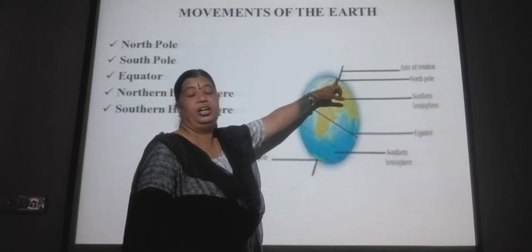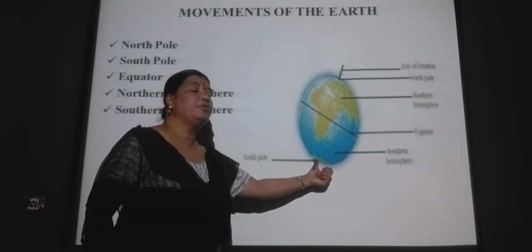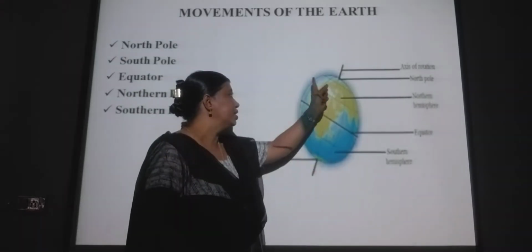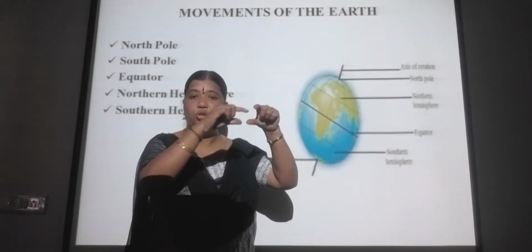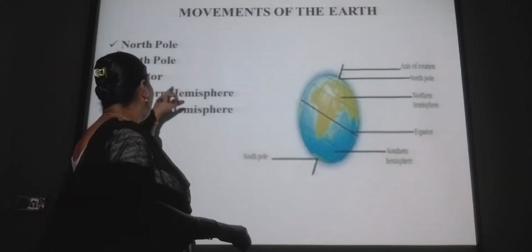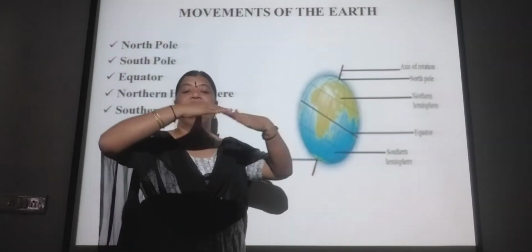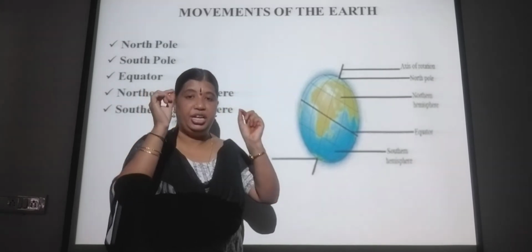Now the topmost part is called the North Pole, the bottommost part is called the South Pole. Now when you divide this earth, an imaginary line is drawn to divide the earth into two equal parts. Okay, that is called the equator. Means it is dividing the earth into two equal parts. It is an imaginary line.